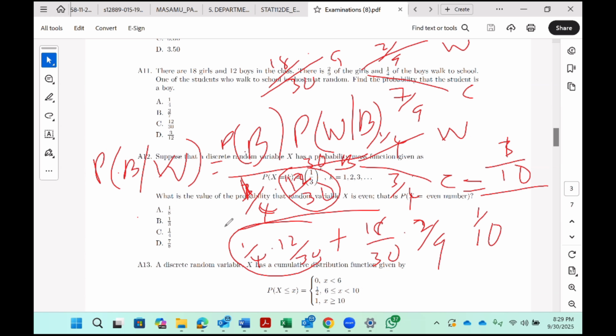And here, 18 over 30 times 2 over 9 will be, after cancelling, 2 over 15. So I'm left with 1 over 10 divided by 1 over 10 plus 2 over 15.